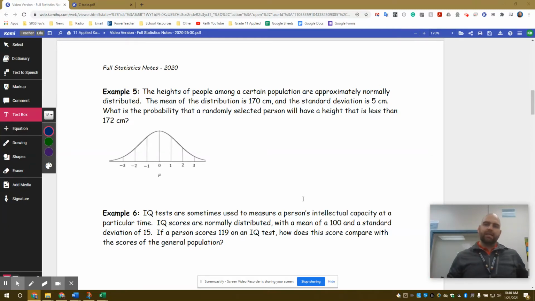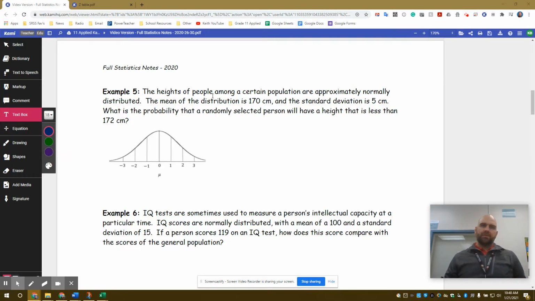So let's take a look at example number 5. Now in your notes, you will notice that you don't necessarily have this Z-score table. I've inserted it so that I can use it to represent things, but don't worry too much about that. We can understand this without the Z-score table. I just use it to give us a little bit of a better visual.